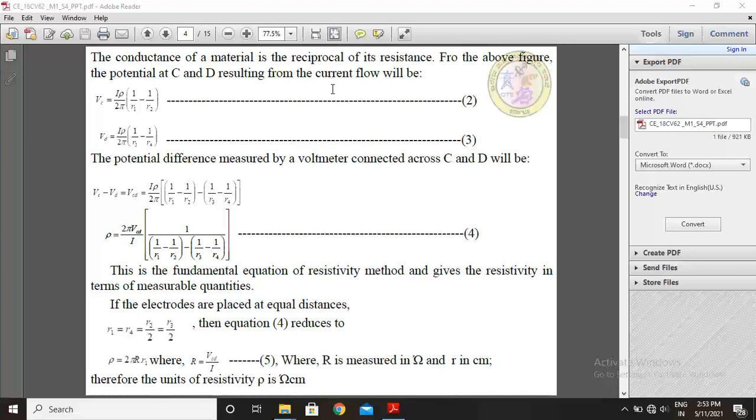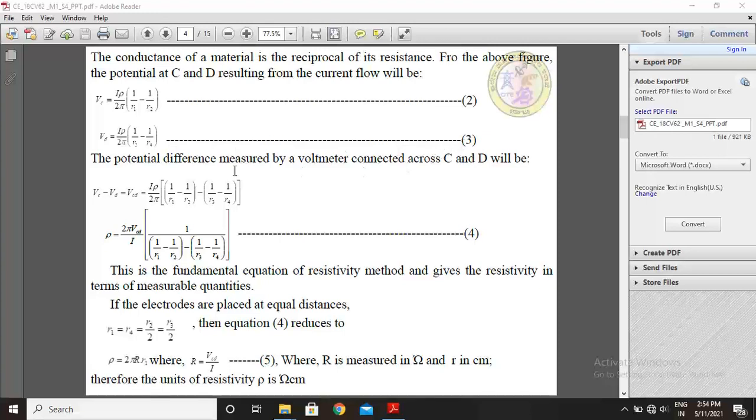For the above figure, the potential at C and D resulting from the current flow will be VC equal to I rho by 2 pi times 1 by R1 minus 1 by R2. This is equation 2. And VD, that is at point D, is given by the relationship I rho by 2 pi times 1 by R3 minus 1 by R4. This is equation 3.